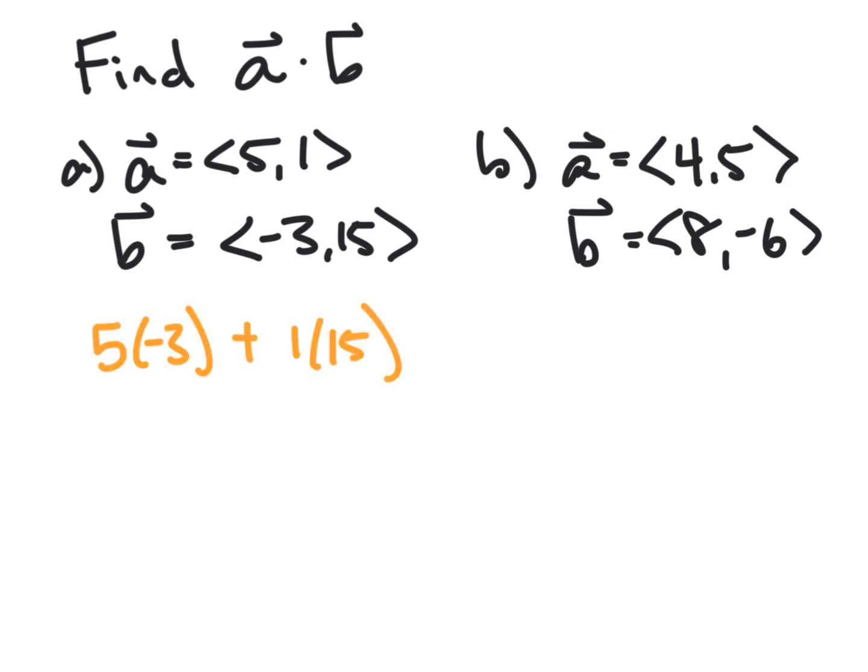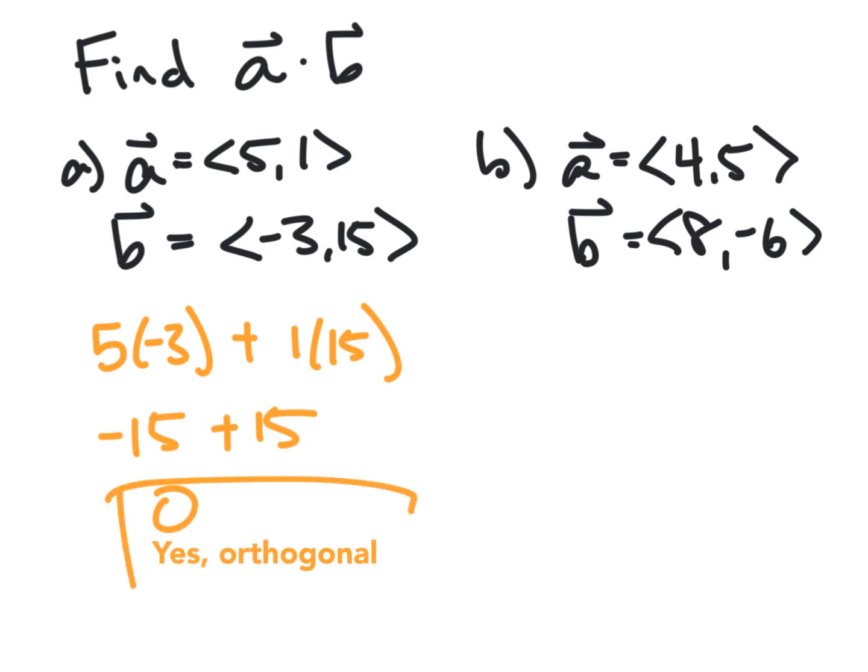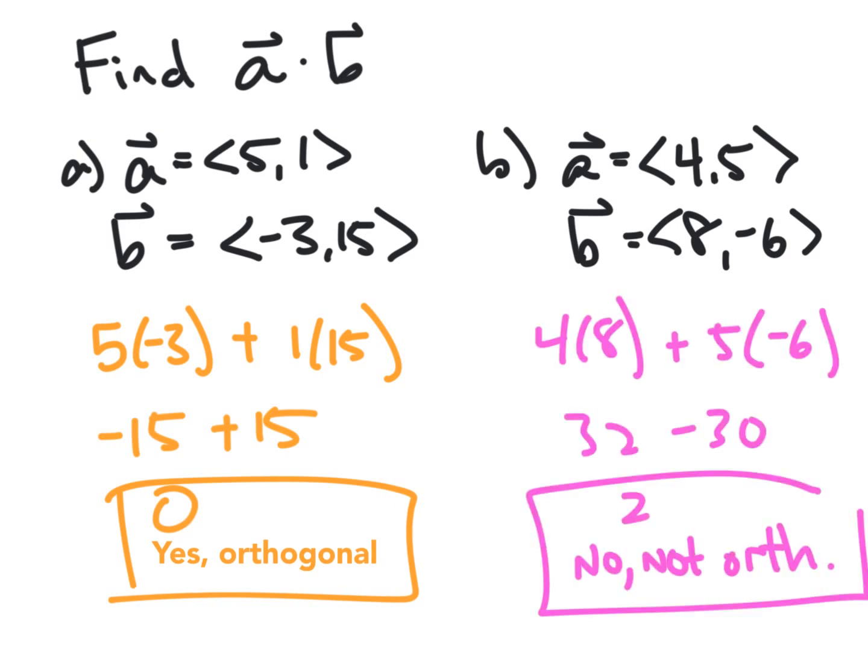So I just multiply the corresponding parts, 5 times -3 plus 1 times 15. That gives me -15 plus 15. So this is 0, which lets me know, yes, these are orthogonal vectors. So you give it a try over here. We should have gotten 2, letting us know it's not orthogonal.